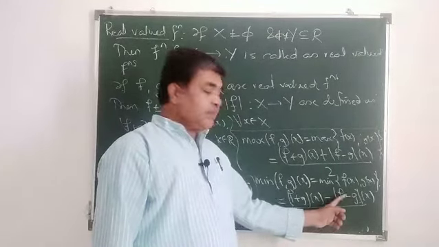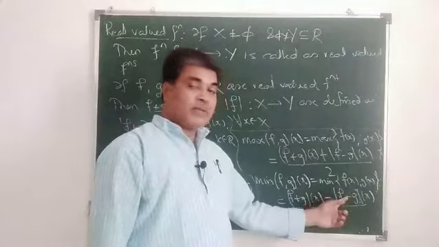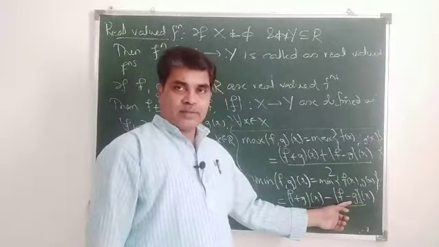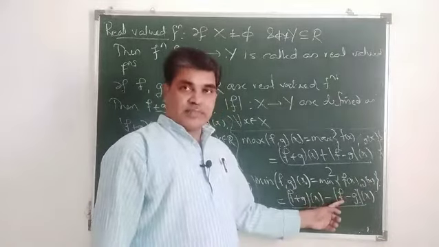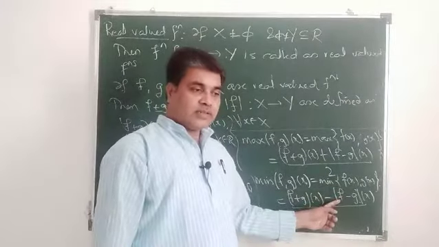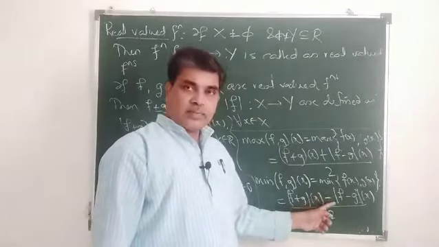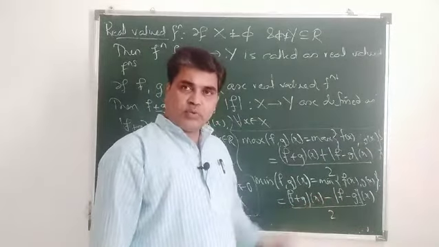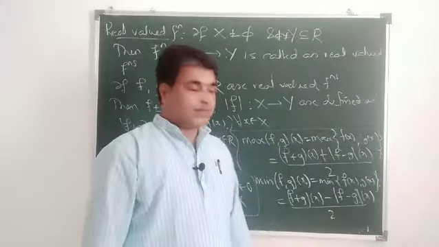Minimum is fx means fx minus gx is negative. So mod of this will become minus of that. That will become gx minus fx. So gx will get cancelled and minus minus fx will become 2fx. So we will get fx.